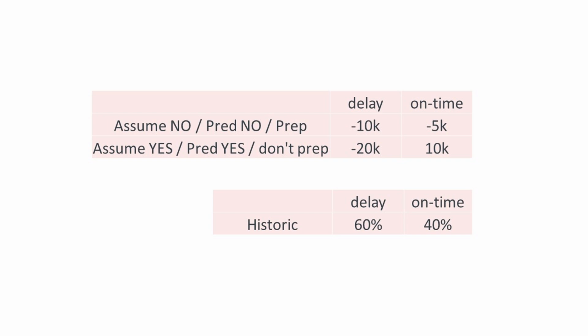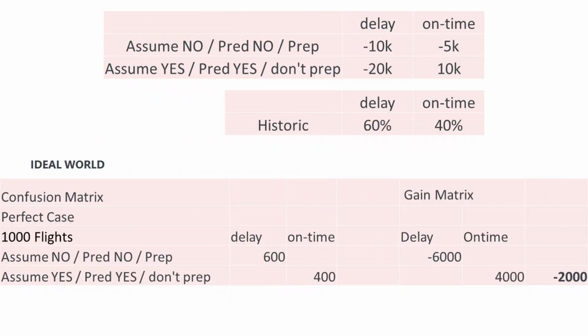The best case is to have an on time with no unnecessary preparation, and the worst case is a delay without any preparations. We know that about 60% of our flights are delayed, and only 40% arrive on time, and so we will do this scenario for 1,000 flights. Now, here's how this would play out for a perfect world where we always prepare or not in the right way. In that case, we would create a loss of 2 million.